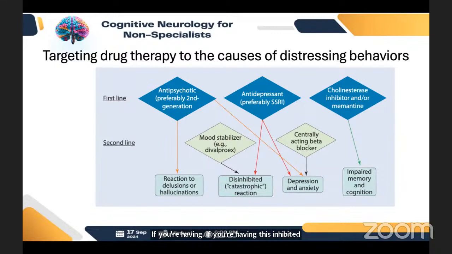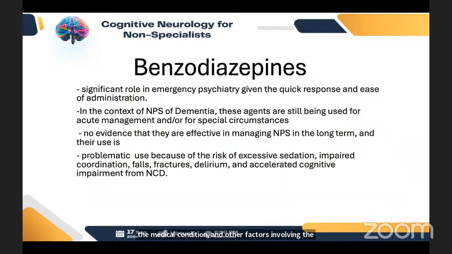And again, it will go to your clinical judgment as a doctor, and the medical condition and other factors involved in the choice of the medication. Benzodiazepines are usually a very good idea if you need a quick response in highly agitated dementia patients, but it will be a bad idea to use them in the long term because of the risks of excessive sedation and impaired cognition, increasing the risk of falls, fractures and delirium.